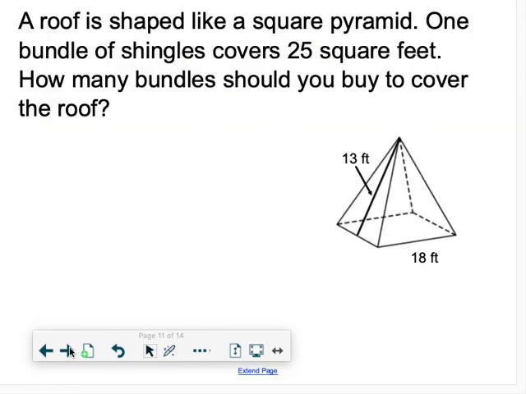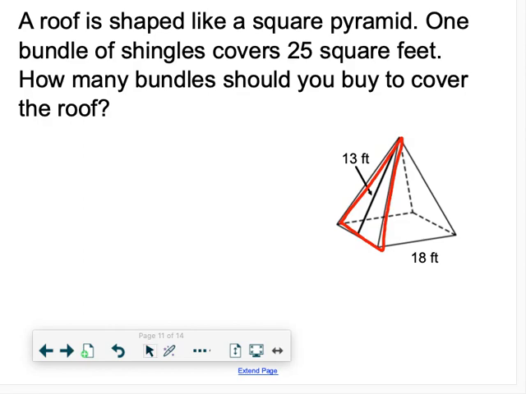Last one, super fast here. A roof is shaped like a square pyramid. Bundles cover 25 square feet. How many bundles of shingles do you need to buy to cover your roof? In class, I would talk more about how this is a wonderful real-life problem. When we talk about covering your roof, and I have a visual, you're only shingling these triangles.